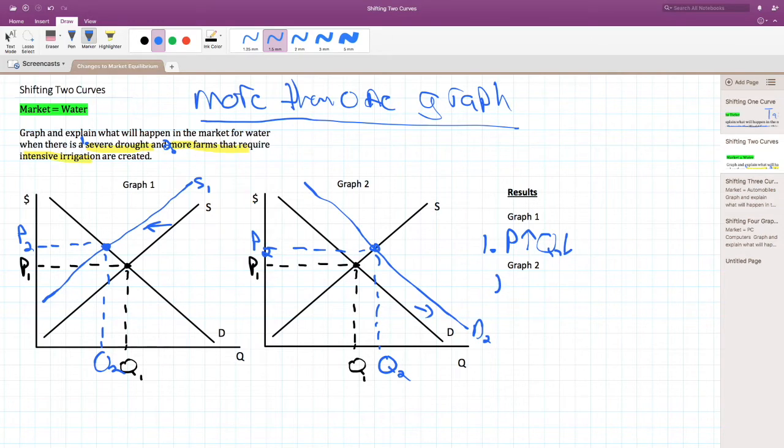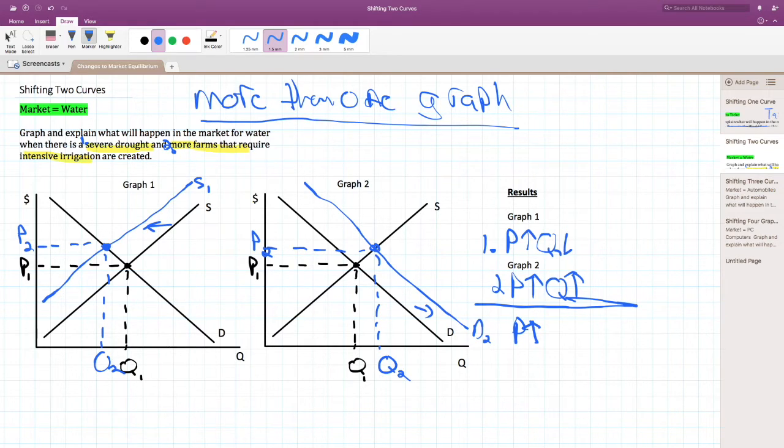And now for shift number 2, I'm going to go ahead and do the same thing. Price goes up, quantity goes up. Now, here's the important part, okay? To find my final result, I have to look at what happens in shift 1 and shift 2. So shift 1, price goes up, shift 2, price goes up. I can say definitively, price goes up.